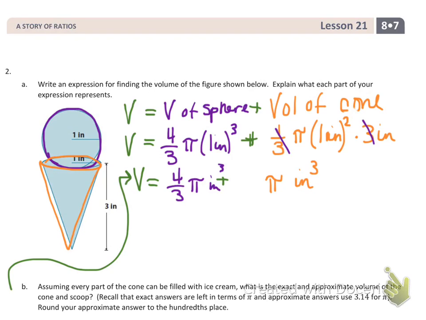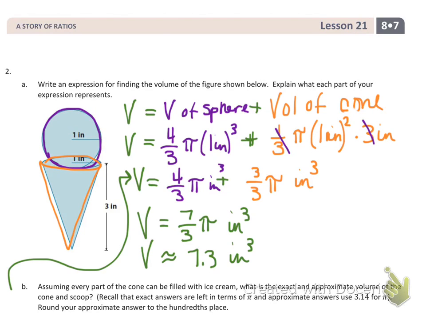So we've got 4/3 pi inches cubed plus pi inches cubed, and this is really 3/3 pi, right? Because what I'm going to do now is add them together to get 7/3 pi, and the units, once again, are inches cubed. And if I want to make that an approximate answer, I'm just going to put in 3.14 for pi and get 7.3 inches cubed for the total volume of that quote-unquote ice cream cone.